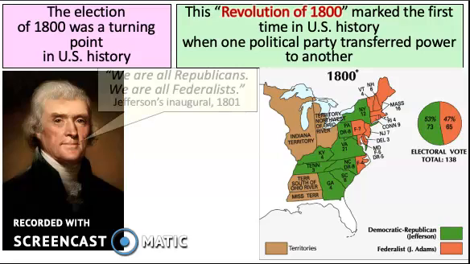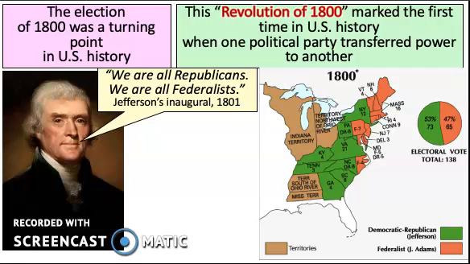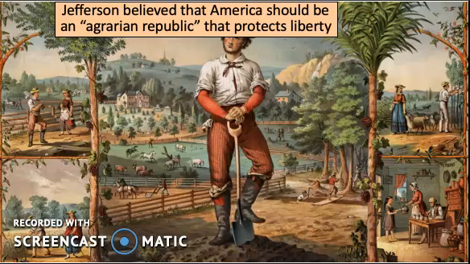And in his inaugural address in 1801, Jefferson does what is hard for many politicians to do, and that's try and bring everybody back together. He says that we are all Republicans, we are all Federalists, this idea that we're all in this together. Now, Jefferson's going to bring a very different idea. Jefferson believed that America should be an agrarian republic that protected liberty. And he very much wanted within this concept that the future of America was in the farmers.